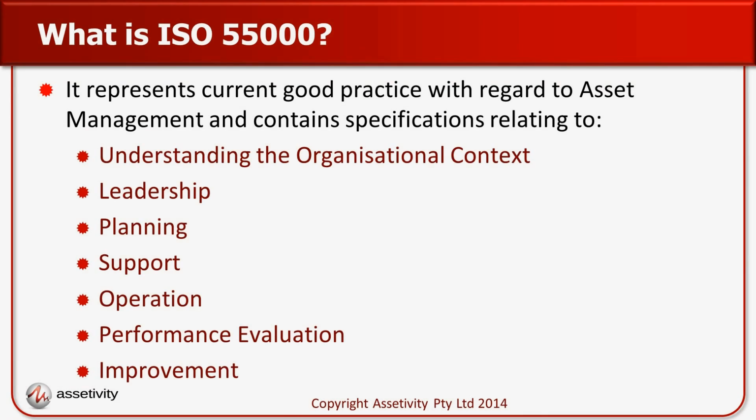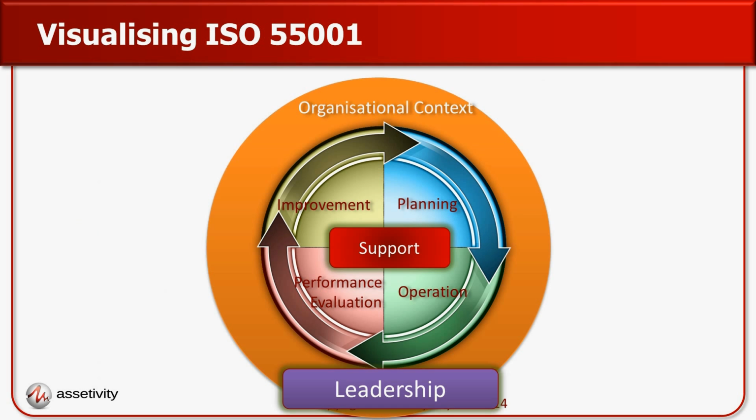ISO 55000 provides guidance around what's good or best practice, perhaps more good practice than best practice, in the context of asset management. And ISO 55001, the specification document, groups the requirements under a series of headings that are listed here on the slide, in terms of understanding the organisational context, leadership, support, operation, and so on and so forth. So how does that fit together pictorially?